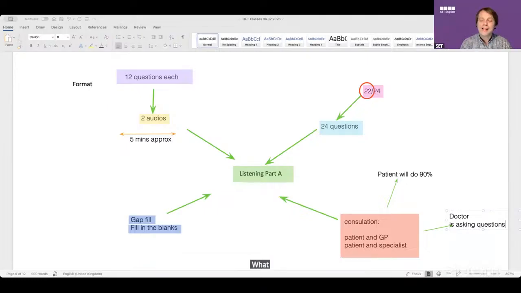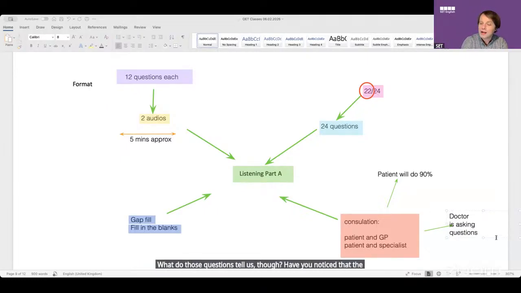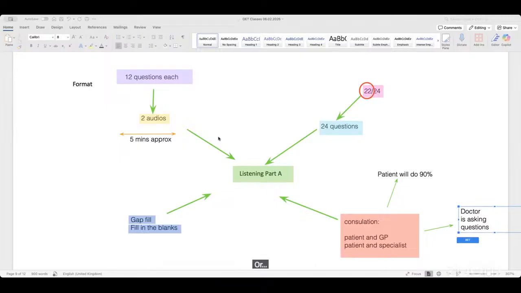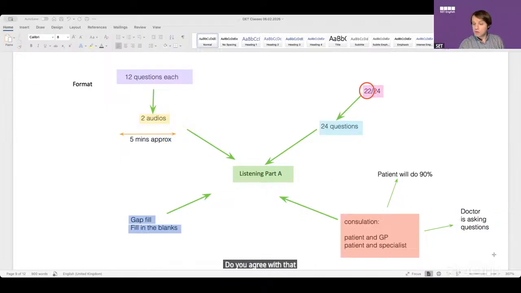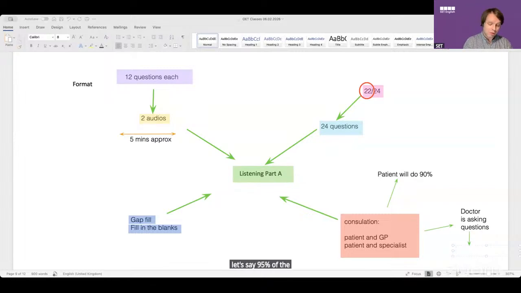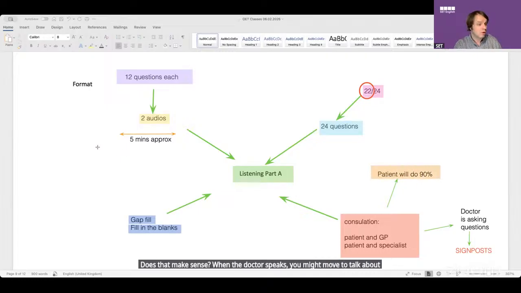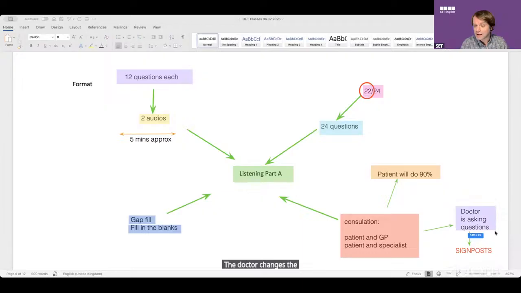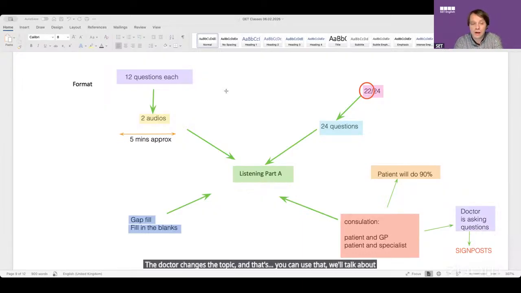What do those questions tell us, though? Have you noticed that the questions are always something? They are signposts for us. Guys, they're almost always, let's say 95% of the time, signposts. So the doctor changes topic. When the doctor speaks, you might move to talk about symptoms, or the doctor will ask a question, and they will talk about treatment or equipment. The doctor changes the topic, and you can use that. We'll talk about this later, okay?